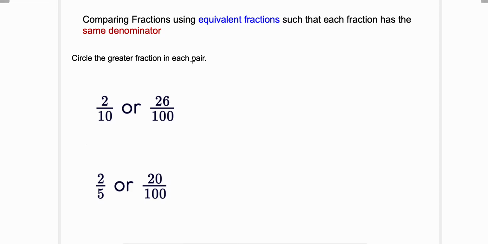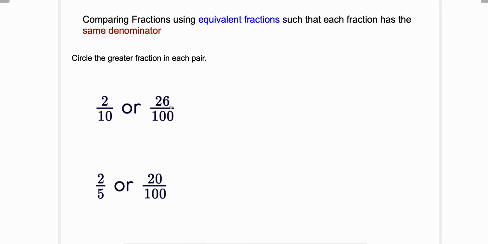So here we have 2/10 or 26/100. So I've noticed that I have different denominators. Imagine that this is a chocolate bar that was cut up into 10 pieces, and I only ate 2 of those 10s. And this is a chocolate bar of the same size, but it was cut up into 100 pieces, and I only ate 26 of them.